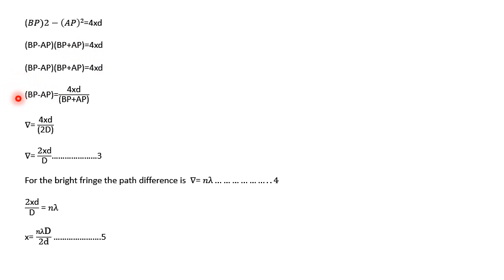Now what we want is only BP minus AP. So we leave the 4xd here and take this BP plus AP to the other side. Now our situation is this, and this BP minus AP is the path difference, that's why we replace it by delta. Now what is the main thing? The main thing is that I have substituted the value of BP and AP both as D, so that we will get this value 2D. Now how will we get this value 2D?